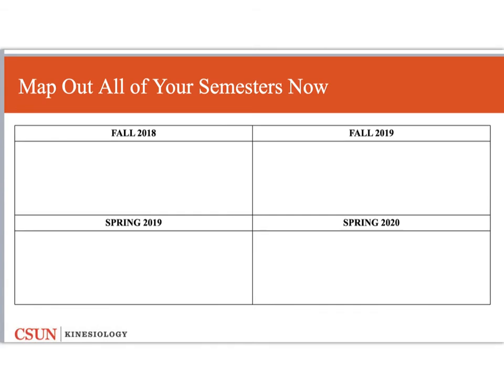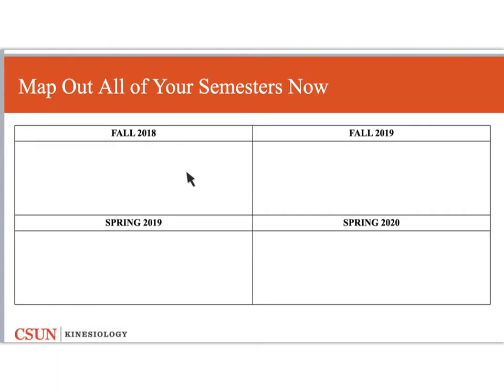As I've been saying over and over, it's really important for you to map out all of your semesters now. So do something like this on a sheet of paper. List the courses that you plan to take in the fall, spring 19, fall 19, spring 2020. As you fill in these courses, keep in mind that they may have prerequisites. Look up the prerequisites for each course. If you plan a course in the spring, make sure that you have planned its prerequisite prior to the spring of 19.